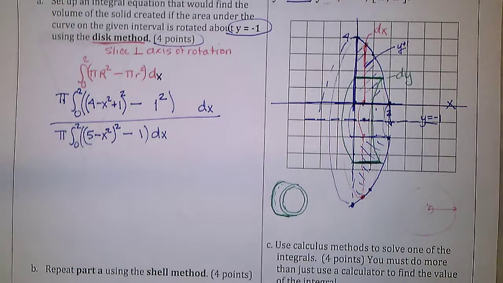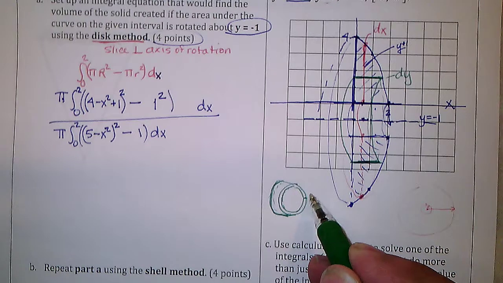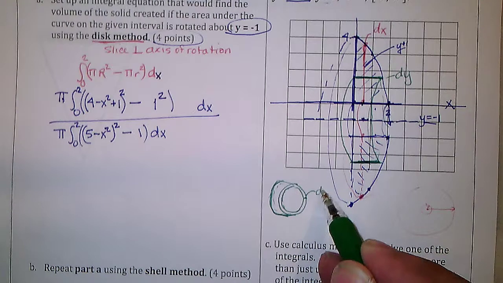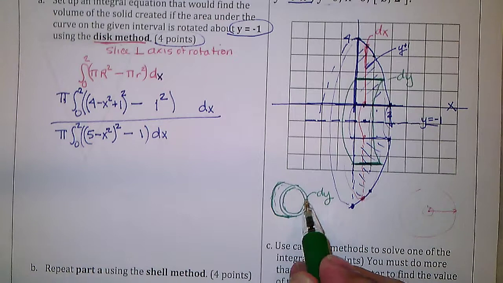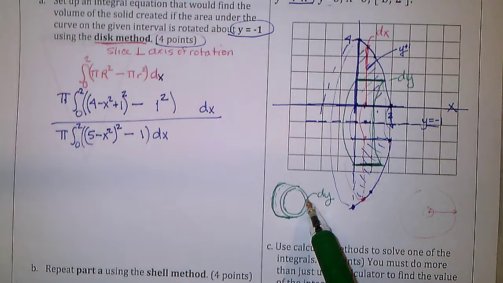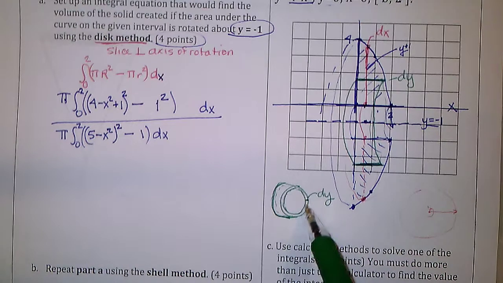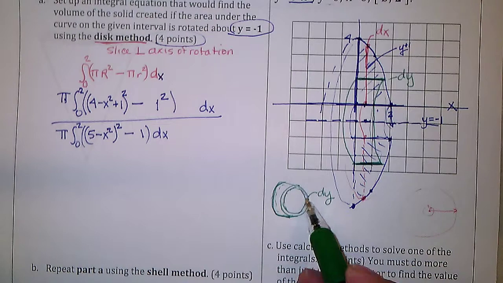Piece of pipe like that. This thickness here is dy, just that little thin thickness there. And just like in the city's population, we have the distance around this, so that we have the area of this rectangle that's bent around.